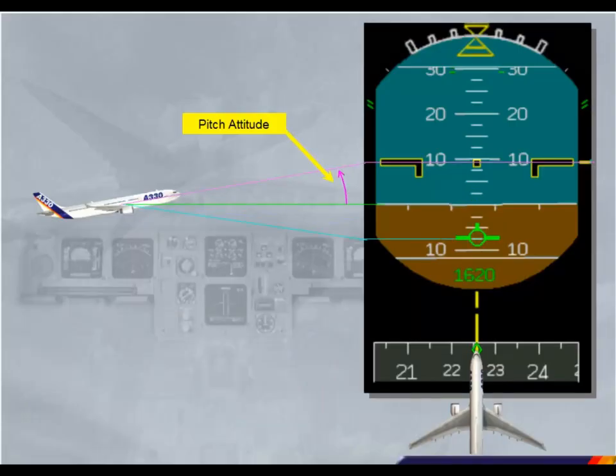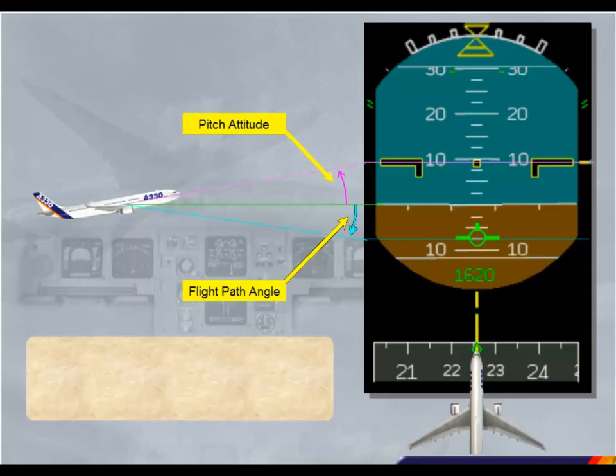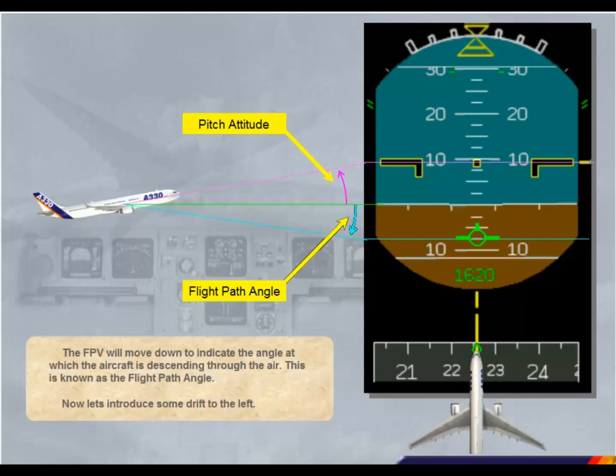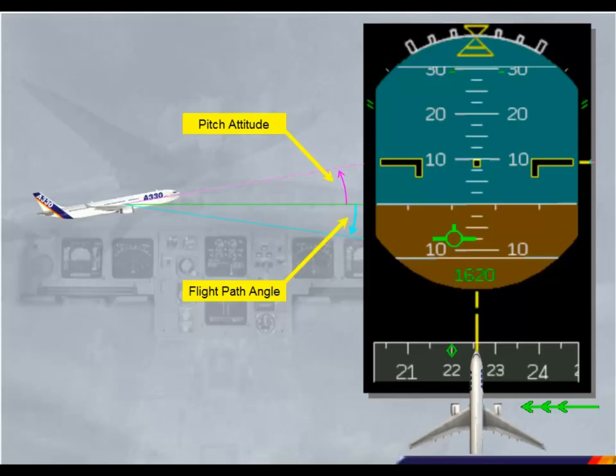The FPV will move down to indicate the angle at which the aircraft is descending through the air. This is known as the flight path angle. Now, let's introduce some drift to the left. As a result of wind from the right, the aircraft is drifting to the left. Let's now look at a typical example of how the FPV indication would look for an aircraft established on an approach.